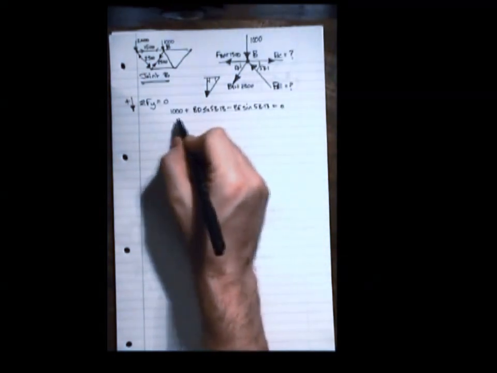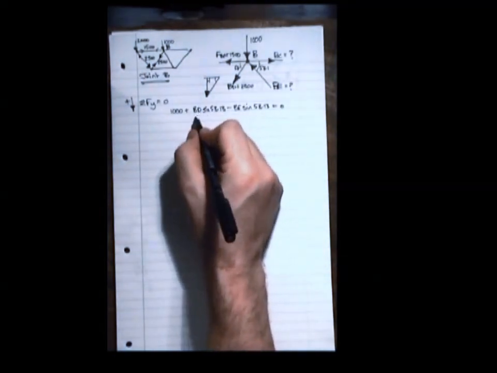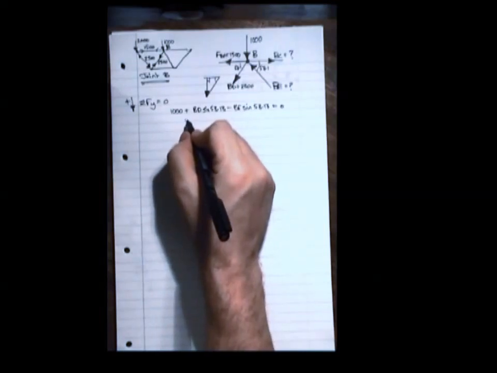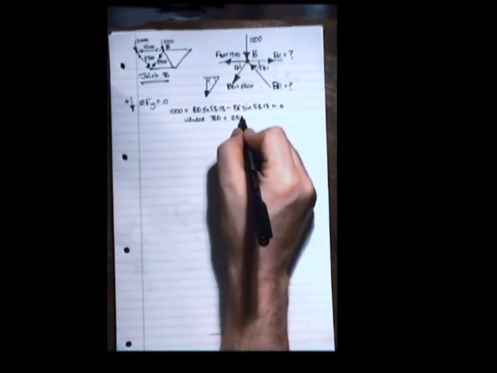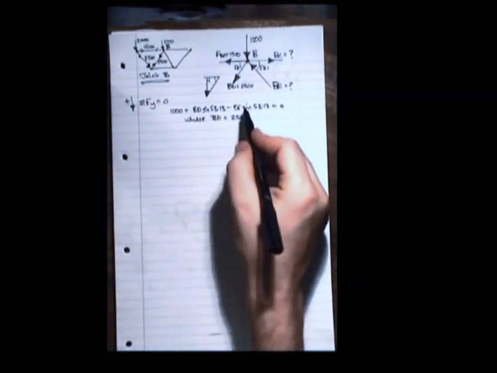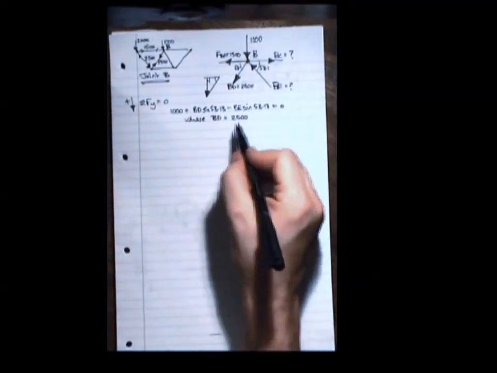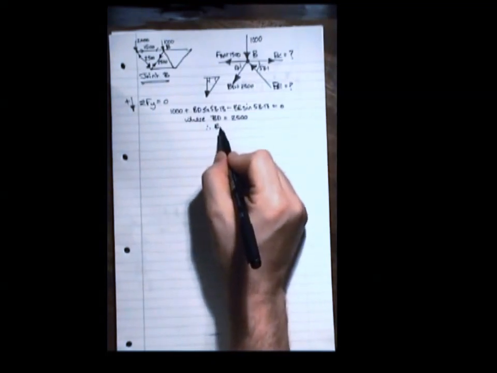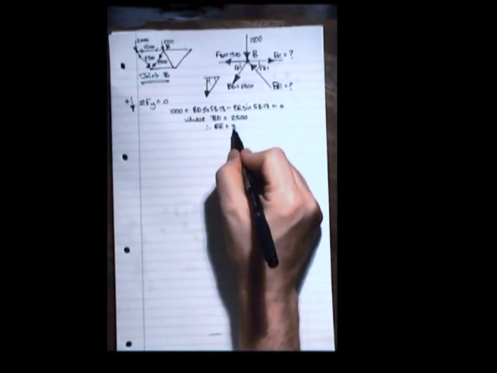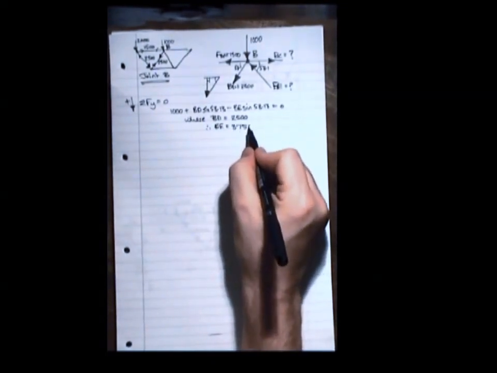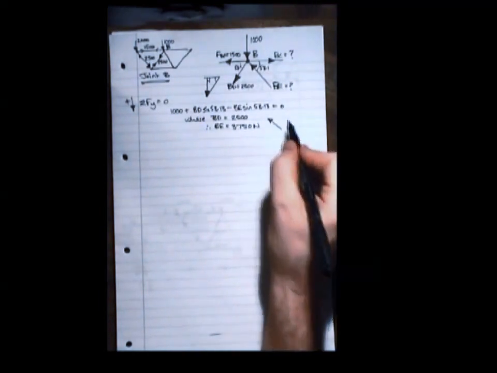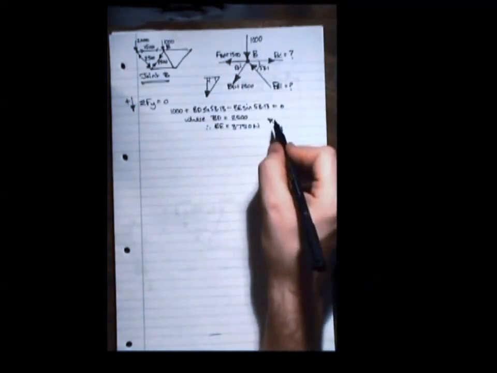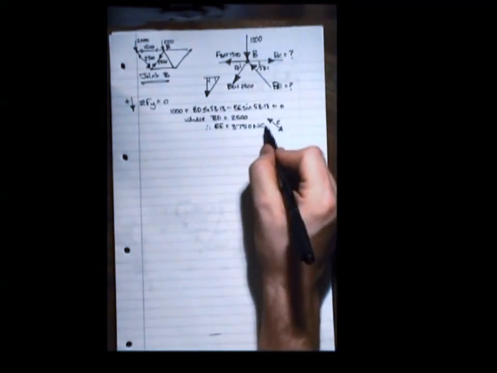BD is 2,500. So the only unknown that we have is BE, therefore BE equals 3,750 newtons. BE, the arrow is pointing outwards, which is compression.